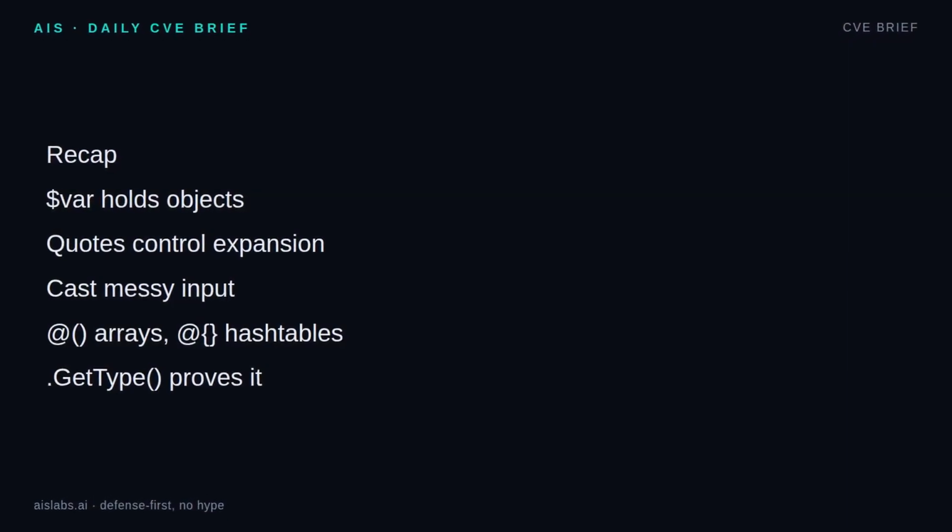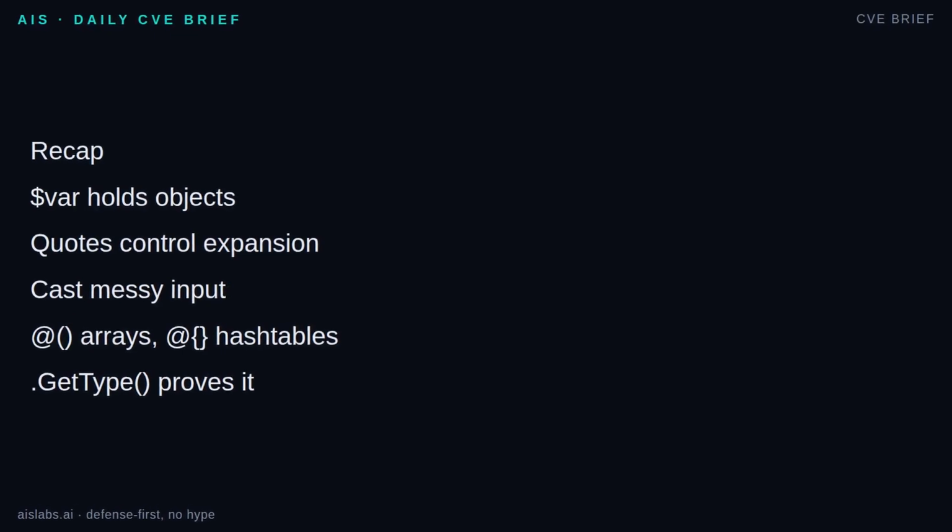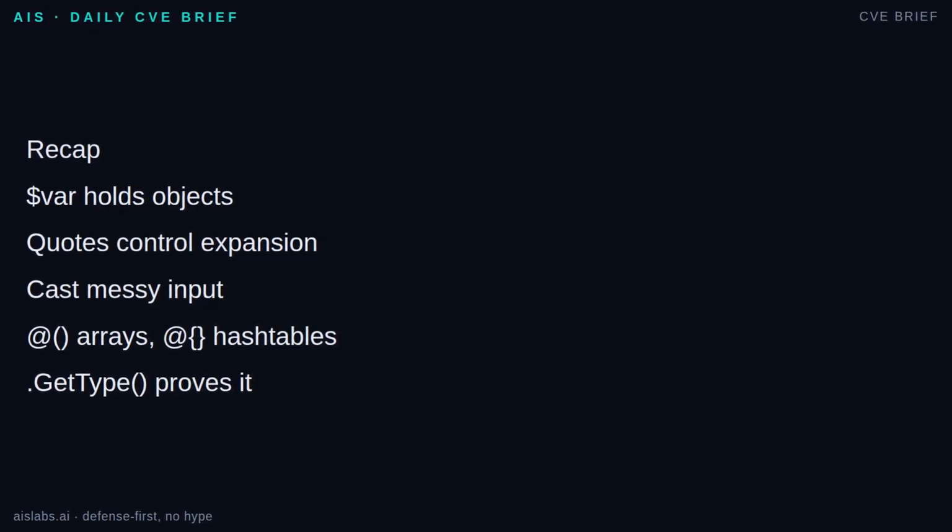Three beats to keep. First, PowerShell variables hold objects, not just strings, and the object type drives behavior. Second, quoting is not cosmetic. Double quotes expand variables, single quotes do not, and subexpressions handle properties cleanly. Third, cast messy input on purpose, especially numbers and dates, and use arrays with @() and hashtables with @{} when your script needs structure. When something feels strange, do not guess. Run .GetType() and prove what you are holding.